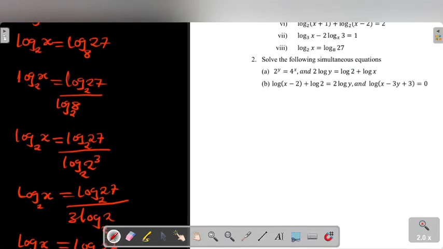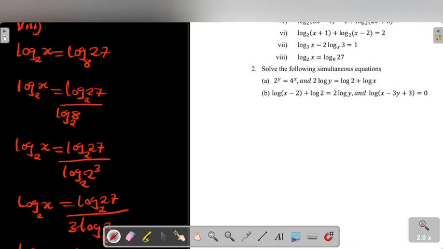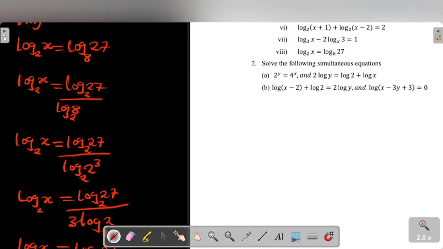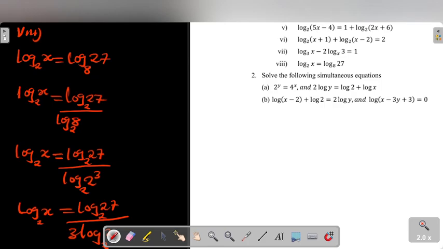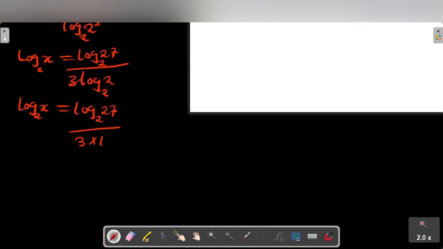But I've just noticed one thing on this question. The base was supposed to be 3. The base for this question was supposed to be 3, but anyway, since this is how it is, it's okay, we'll solve it.